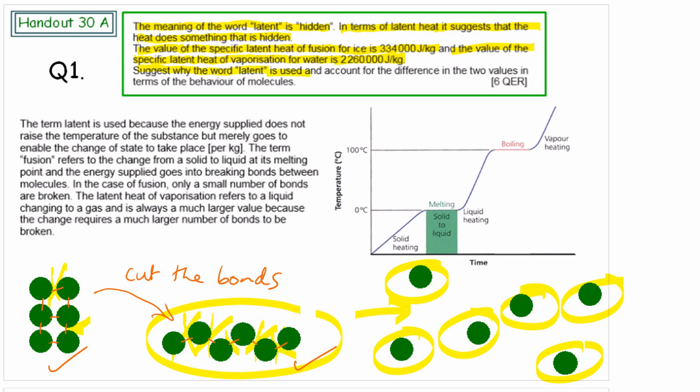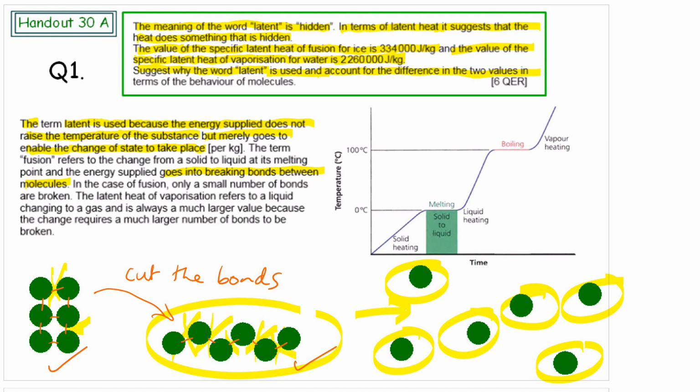Suggest why the word latent is used and account for the difference in the two values. So this is your answer here. Latent is used because the energy that goes in does not raise the temperature of the substance, but merely goes to enable the change of state to take place. In other words, we are either making or breaking bonds between particles. And that's what it's going into. It's going into breaking bonds between molecules.